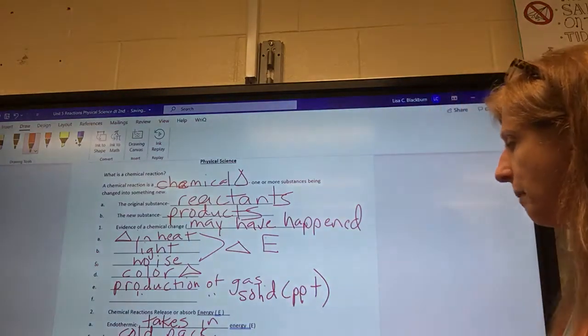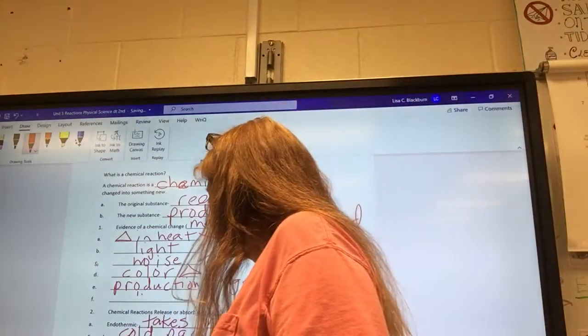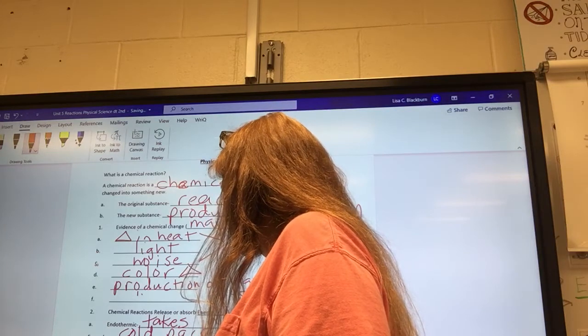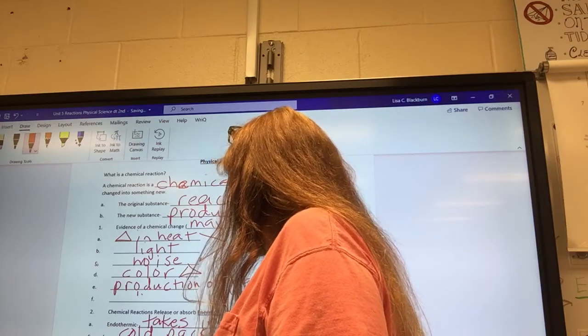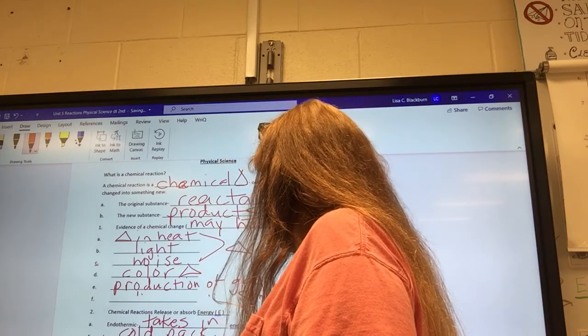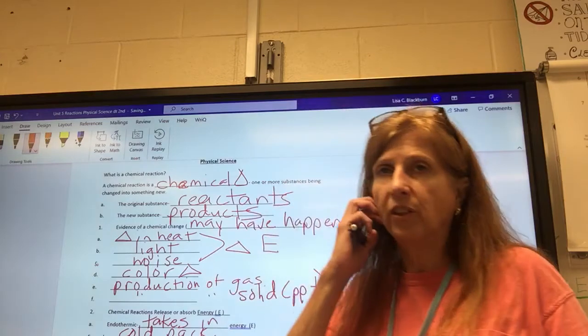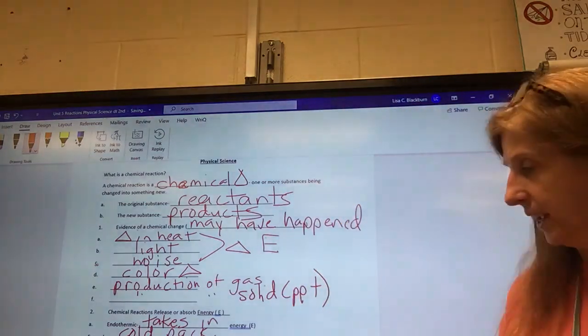So the stronger the bonds, the more energy released. And also the great majority of reactions are exothermic. Most reactions give off heat. There's a few that take it in, but most of them give off heat. There's a few that feel cold, but most give off heat.